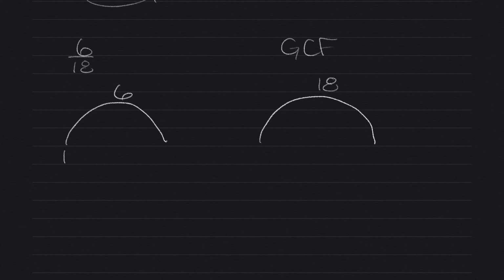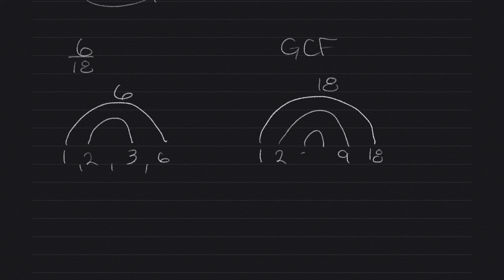I know that 1 times 6 is 6, and 2 times 3 is 6. There are all my factors of 6. I know that 1 times 18 is 18, and 2 times 9 is 18, and last, 3 times 6 is 18. So there are my factors of 18. What is the largest number they have in common? If you said 6, you're right. The largest number that 6 and 18 have in common is 6.